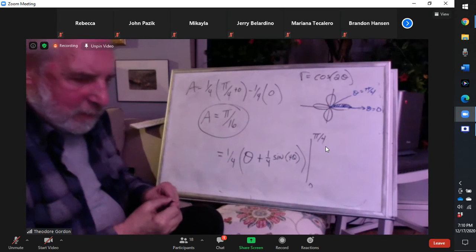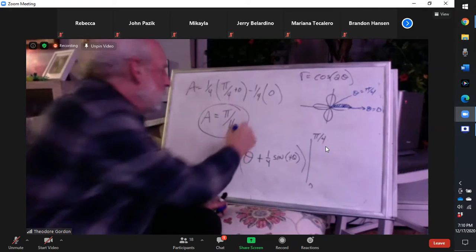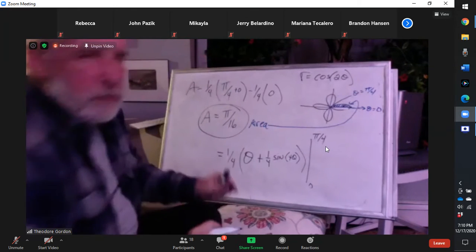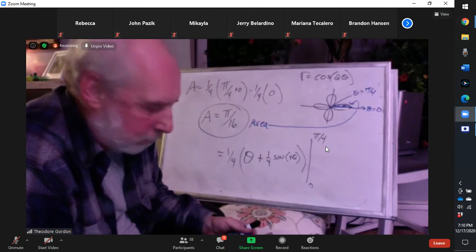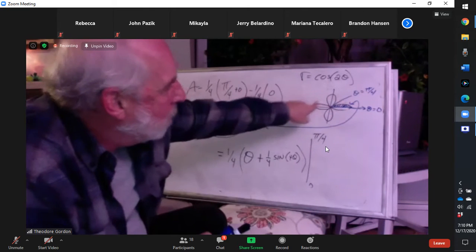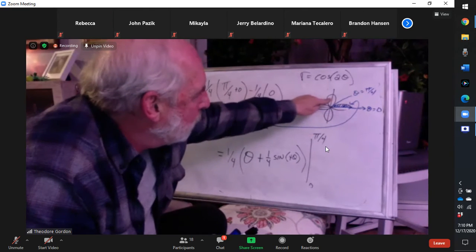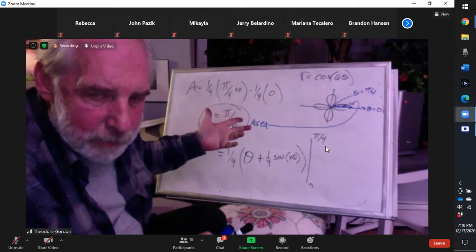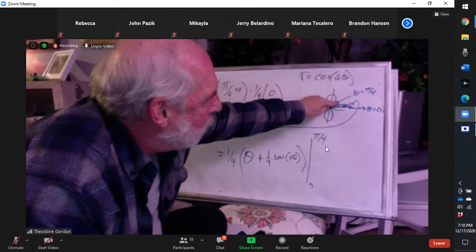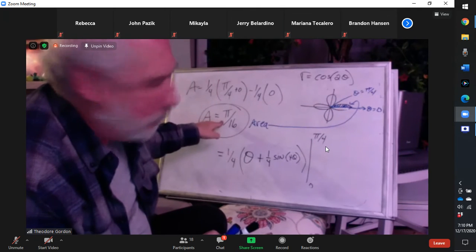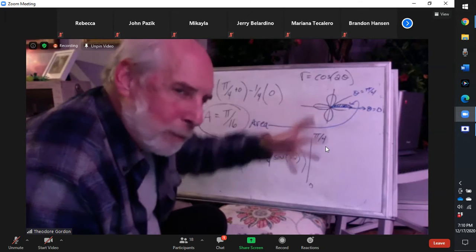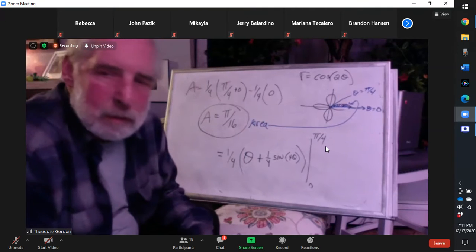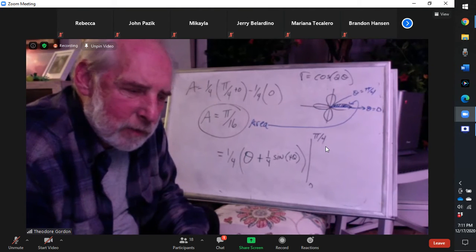That pi over 16 units squared, that's the area of just the top half of that petal. So if I wanted the area of the whole flower, there are 1, 2, 3, 4, 5, 6, 7, 8. I'd have to multiply this by 8, and we'd have pi over 2. If I wanted just the area of one petal, we'd multiply this by 2, and that would be the area of each petal because they have perfect symmetry here. All right. Do we have questions about that?